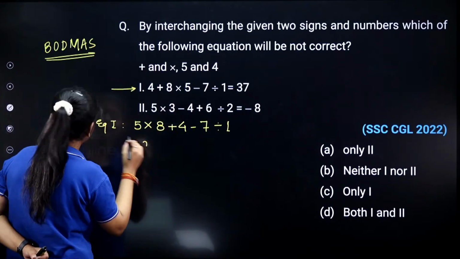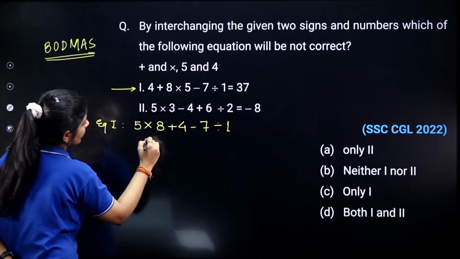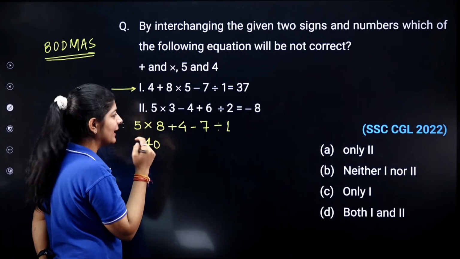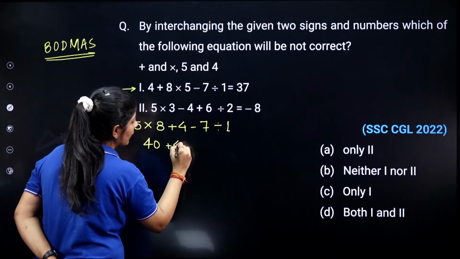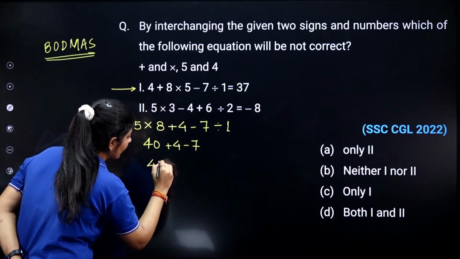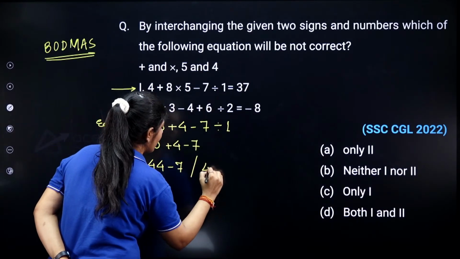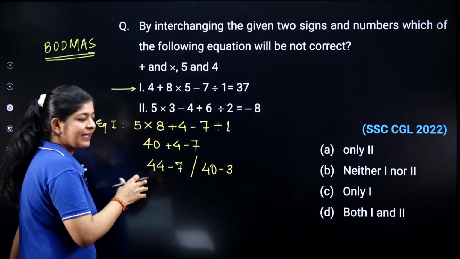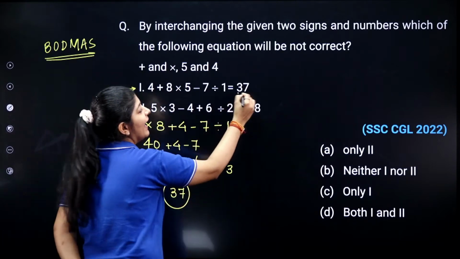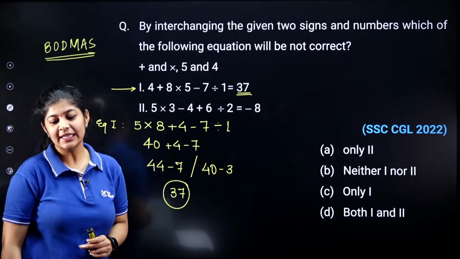Here I am getting 40. 5 into 8 is 40. Then I divide 7 by 1, I get 7 only. Plus 4 minus 7. So I can write here 44 minus 7, or you can also write it as 40 minus 3. When I solve this, I am getting 37 as my answer, and here I have 37 only.